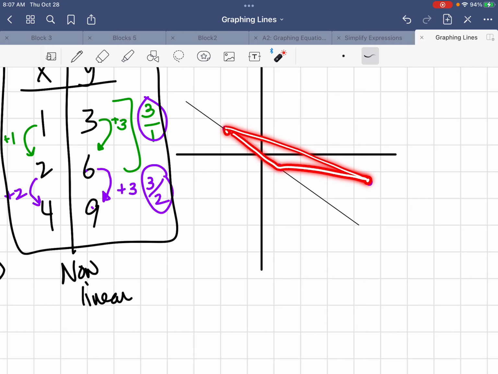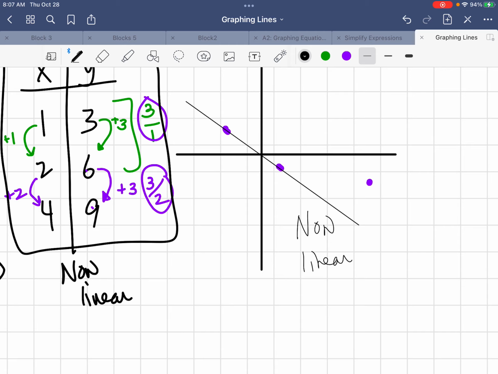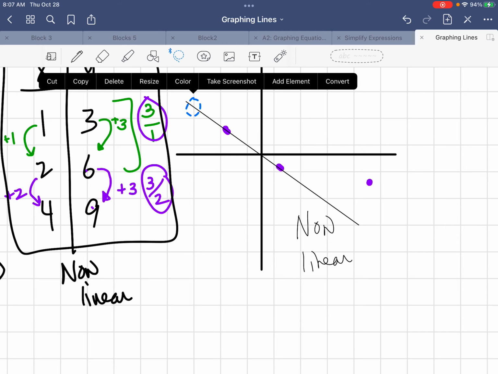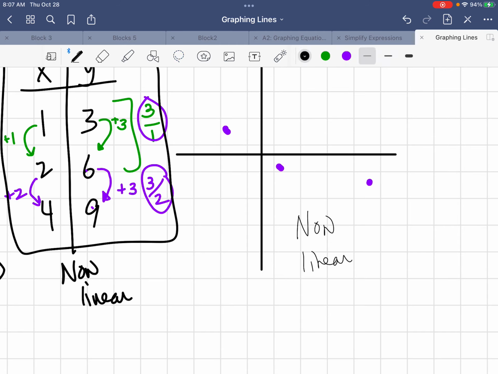Essentially, if I want to connect all three, I've got to use a triangle. So that means that these 3 points are also non-linear. I'd have to use some sort of curve to hit all 3.